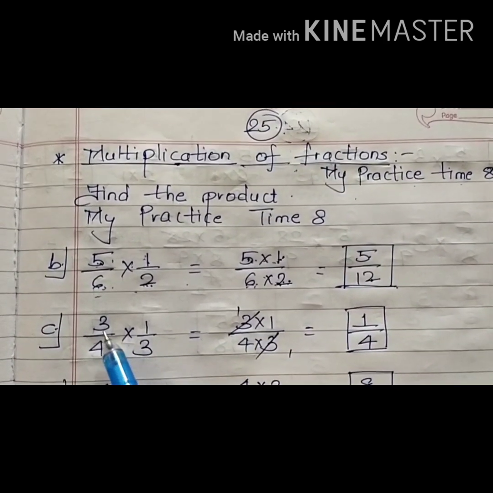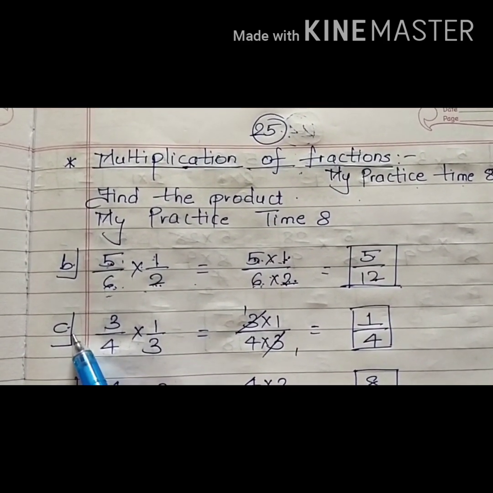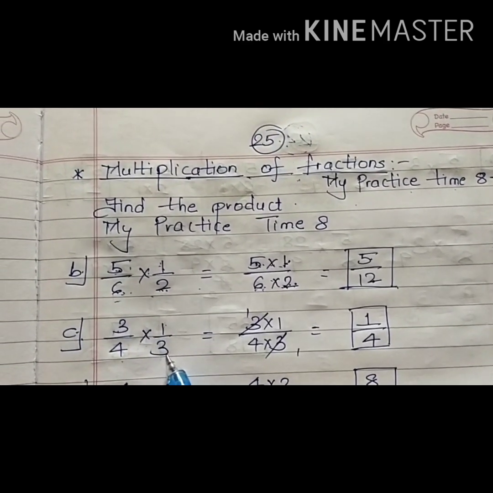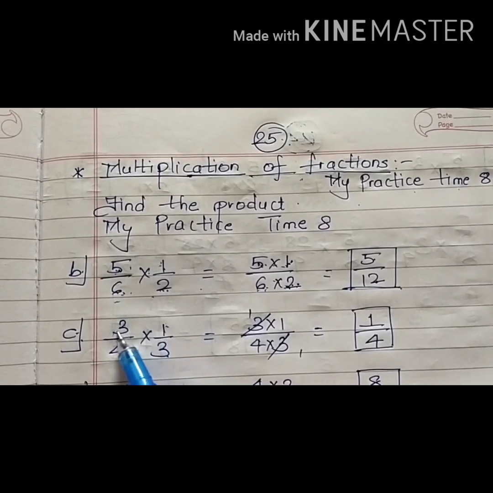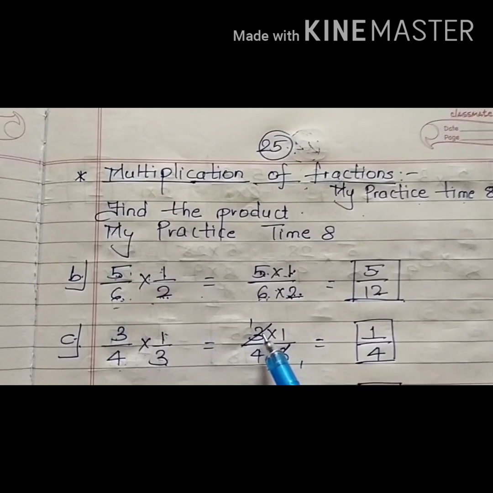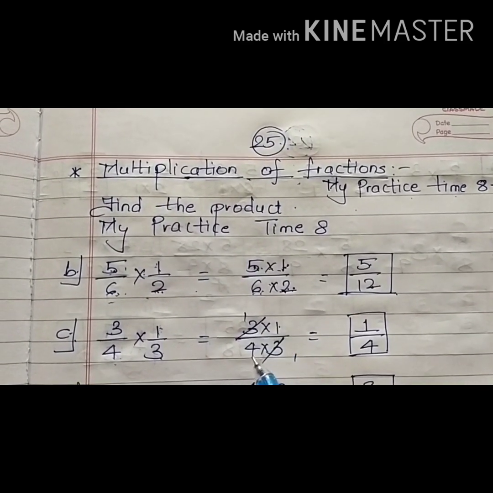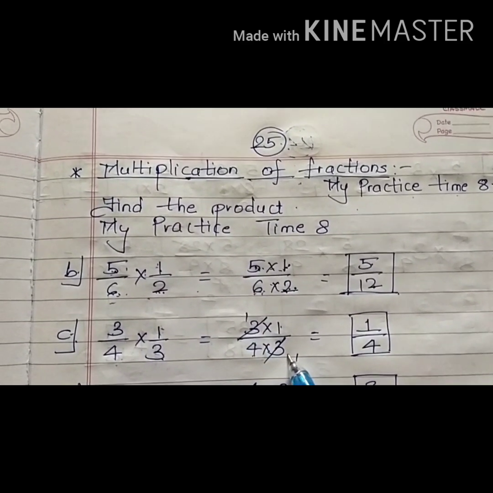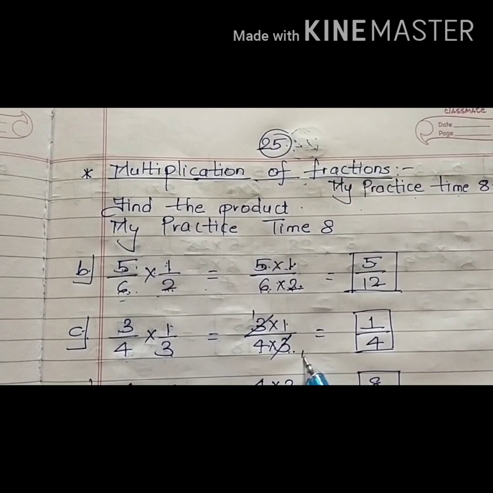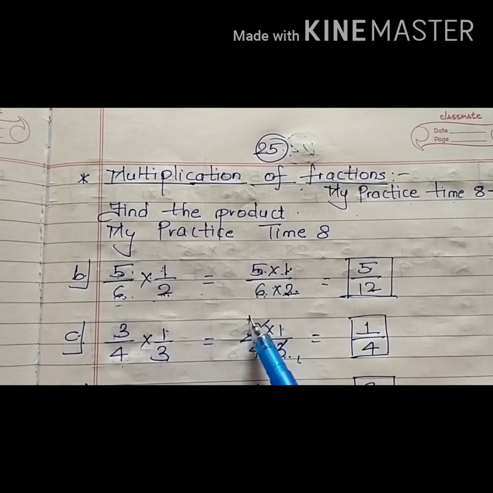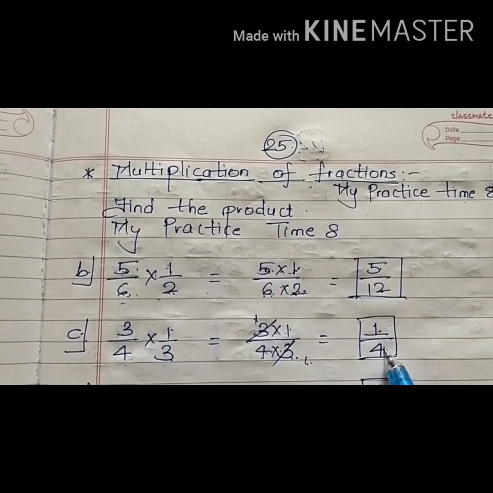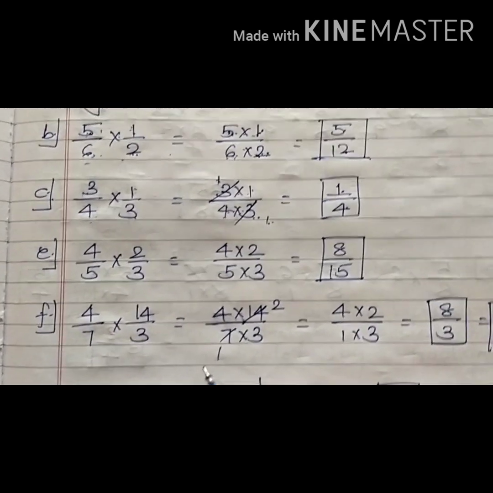Let us move ahead and see some number C. 3 upon 4 into 1 upon 3. As I said, first write the numerators together and the denominators together with the multiplication sign. So I have written it as 3 multiplied by 1 upon 4 multiplied by 3. I could see that 3 and 3 could be reduced by itself. So 3 ones are 3, 3 ones are 3. So what remains in the numerator is 1 into 1 gives me 1 and 4 into 1 gives me 4. So this is how we have done so many sums, children.